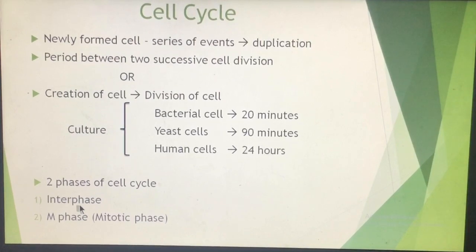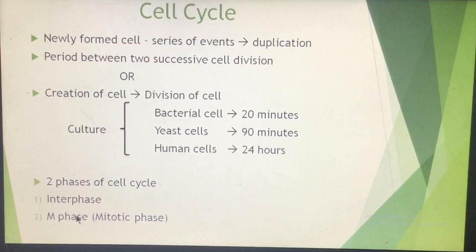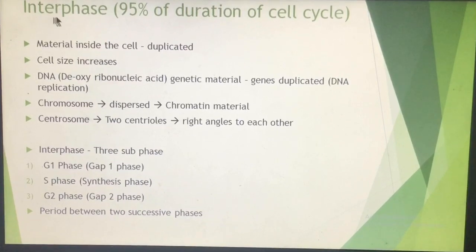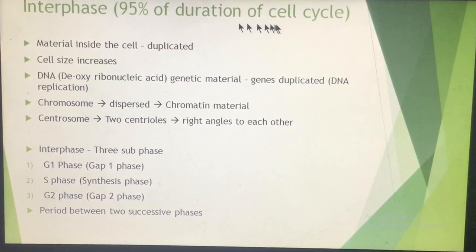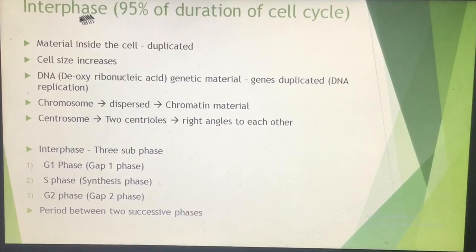One is the interphase and the second is the M phase, that is a mitotic phase. Now first we will talk about the interphase. Now in the whole cell cycle, around 95% of the duration of the cell cycle is in the interphase. Interphase is a very long phase. Total cell cycle का 95% duration is of interphase.